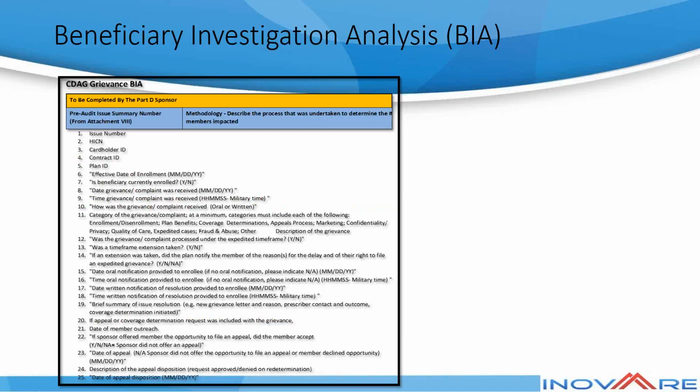The BIA is also much more detailed. Again, it has the same reference issue number as with the pre-audit summary, and it goes into a lot of the detail. The benefit impact analysis in the CMS format must be submitted for each of the issues on the pre-audit issue summary and for certain issues discovered during the audit process. So if they find something, you'll be doing the same analysis for those pieces as well.